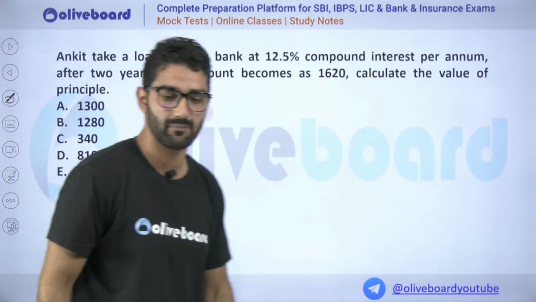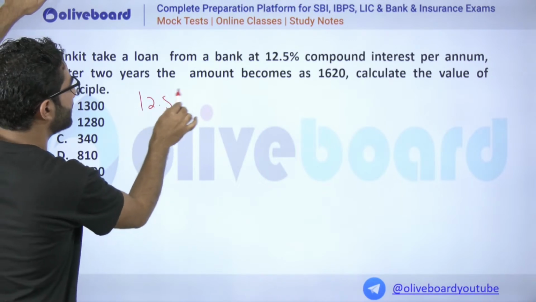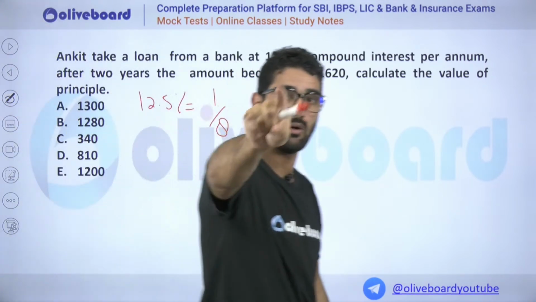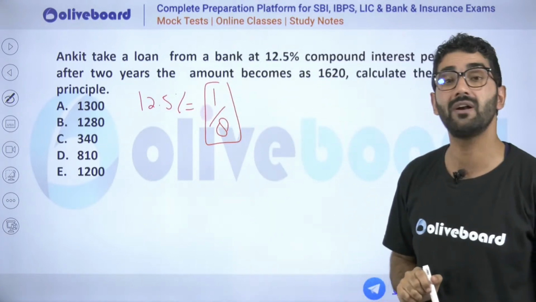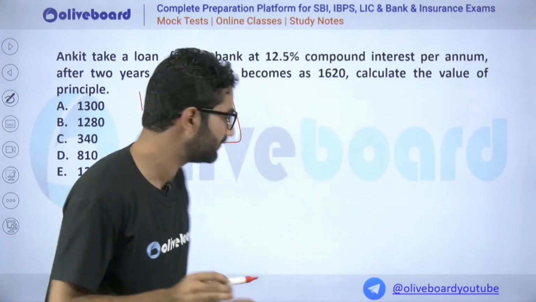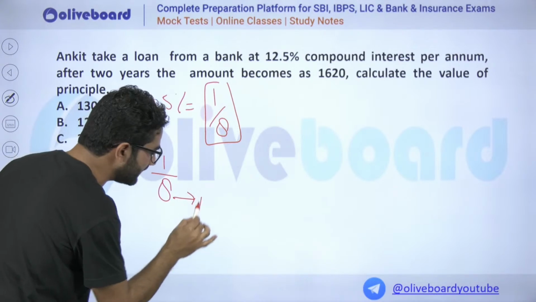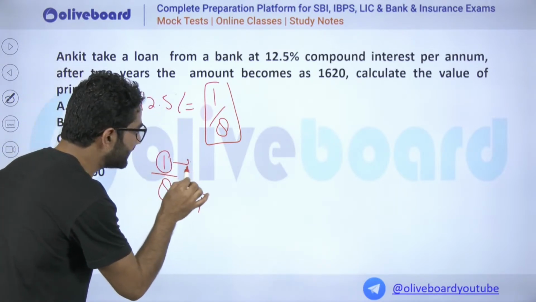Tell us the fastest way by which we should go for this. Sir, 12.5% will be 1 upon 8. Now, the question is clear here. What does that 1 upon 8 mean? Listen, it is 1 upon 8. It means 8 is the principal, and this 1 is the interest.